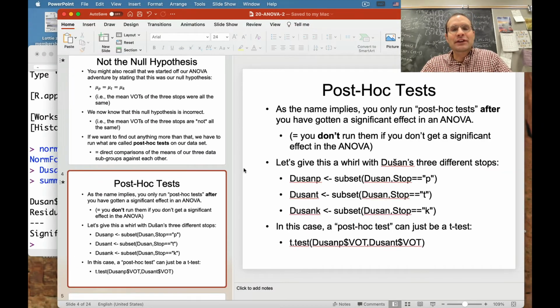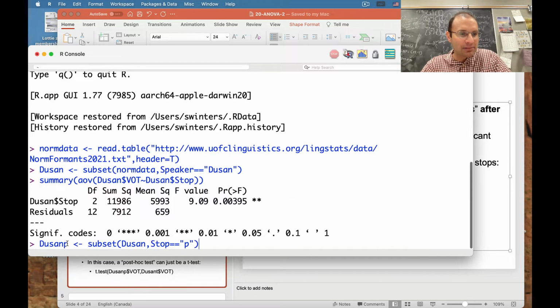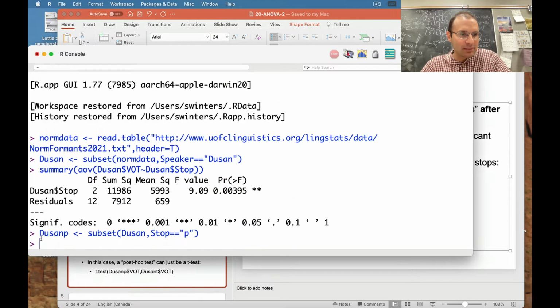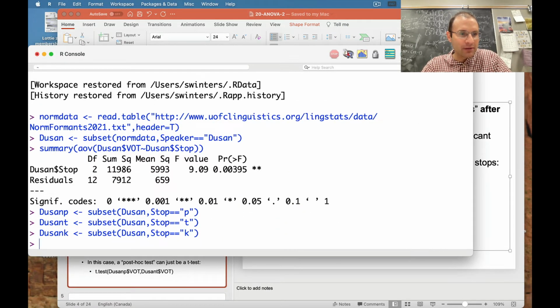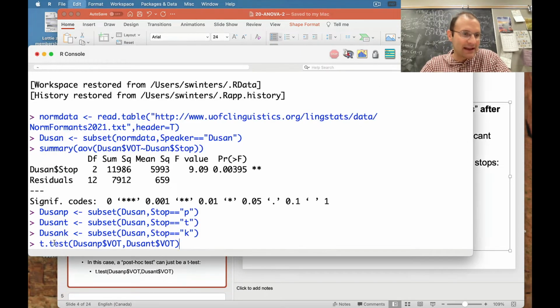But we do have a significant effect for stop place of articulation, so we need to go the extra mile and run these tests and figure out what are the differences between P, T, and K for Ducham's VOT data set. So I'm just going to subset out those three stop types here into their own little data frames. And what a post-hoc test is just basically a t-test comparing two of those subgroups.